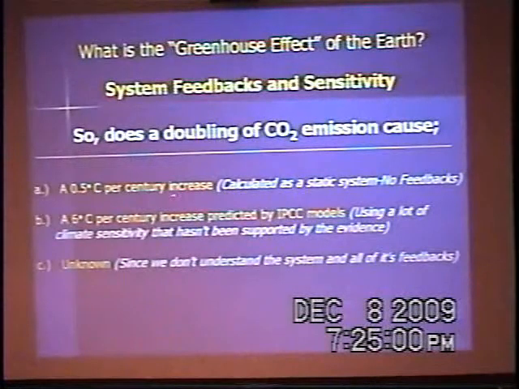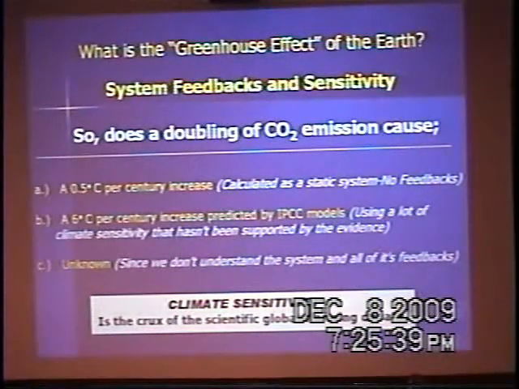Will it cost a 0.5% per century increase? Well, this would be calculated if there were absolutely no feedbacks in the system. That would be like example A, right? Where A causes B. Right, that would be about a 0.5% per century increase. Now the IPCC says it's going to be more like 6 degrees centigrade per century. These are predicted by the IPCC models, and they're using a lot of climate sensitivity. Okay, the only way to do that is to have high climate sensitivity to CO2. Or, how about this answer? We don't know. I like this answer, right? We don't know all of these feedbacks, so I pretend that we do.